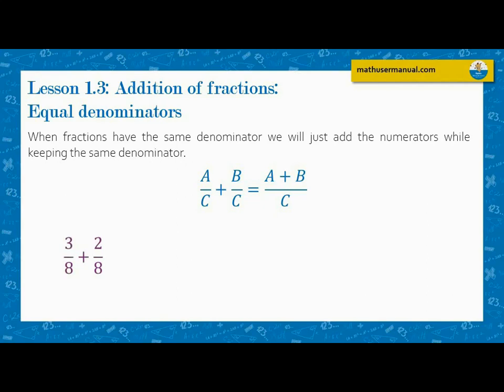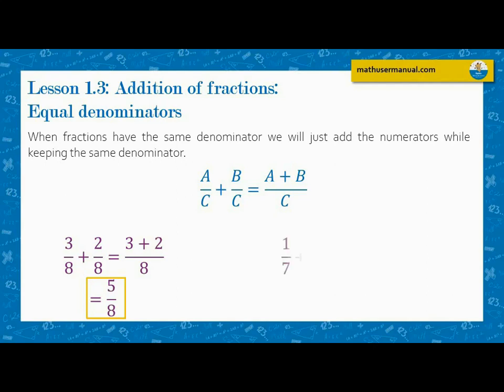So let's do an example. 3 over 8 plus 2 over 8. The denominators are equal because they both have a denominator of 8. So we just need to copy that denominator and then add the numerators. 3 plus 2, well, we know 3 plus 2 is equal to 5. So our fraction is equal to 5 over 8.